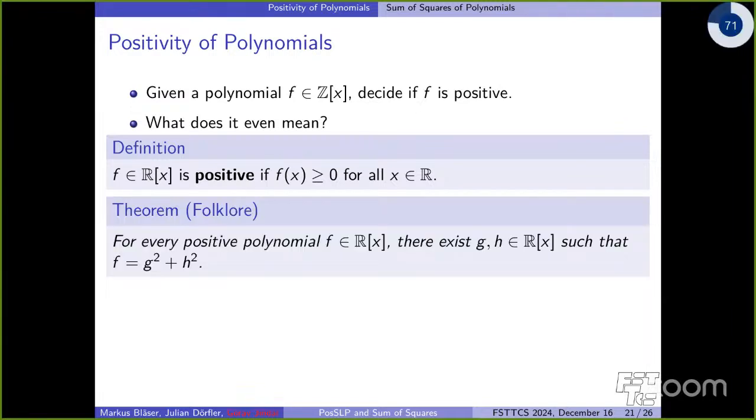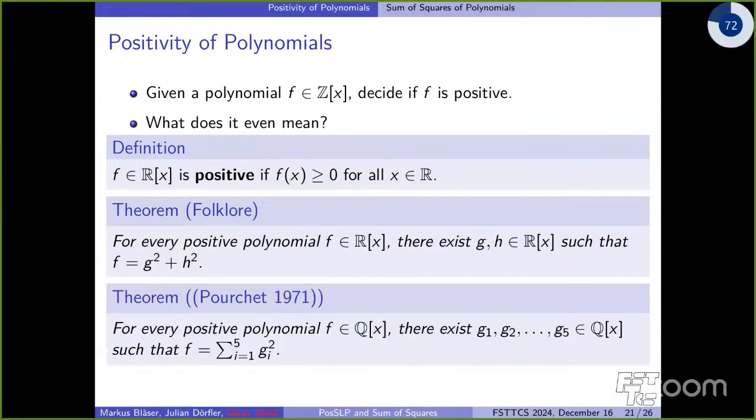Right. And there is this folklore theorem which says that every positive polynomial can be written as a sum of two squares. But these polynomials G and H might be real polynomials. There is a rational variant of this theorem also known. Cauchy proved in 71 that if I have a positive rational polynomial, then I need at most five rational polynomials, so that I can write f as a sum of squares of these g_i, of these five polynomials.